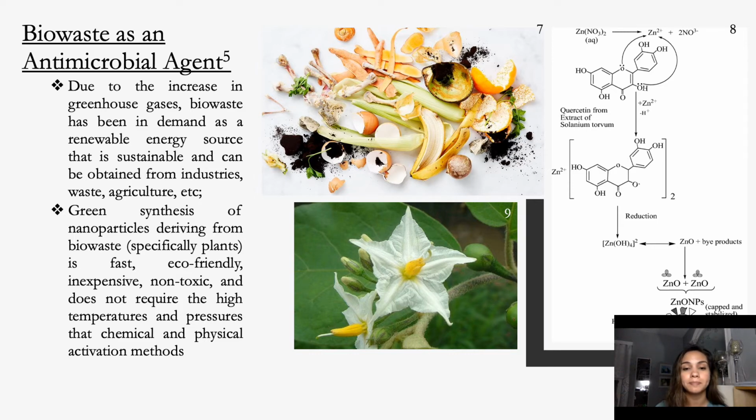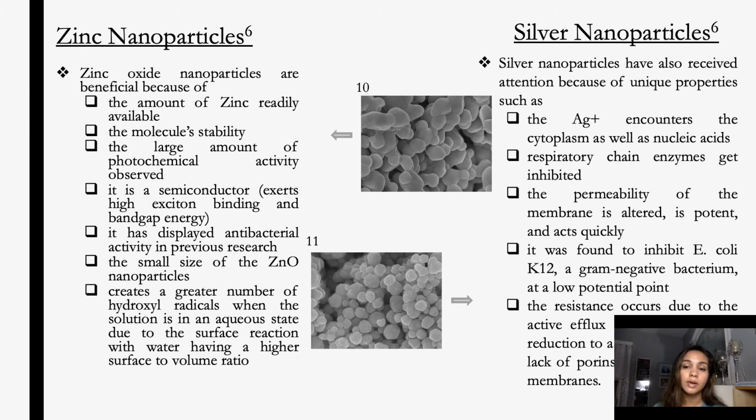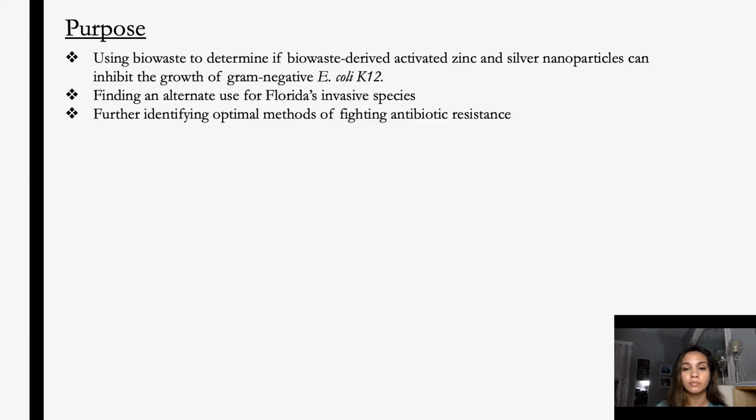Zinc nanoparticles specifically are beneficial because of the amount that is readily available. Photochemical activity has been observed in it, there's semiconductors, and previous research has shown antibiotic activity. Silver nanoparticles have similar reasons to being looked at as well. So therefore my purpose is to use biowaste to determine if biowaste-derived activated zinc and silver nanoparticles can inhibit the growth of gram-negative E. coli K12.